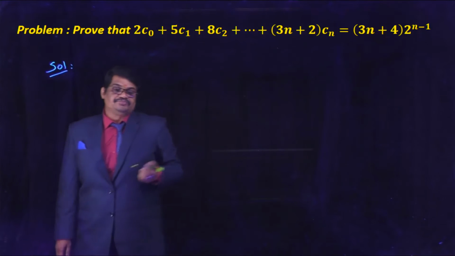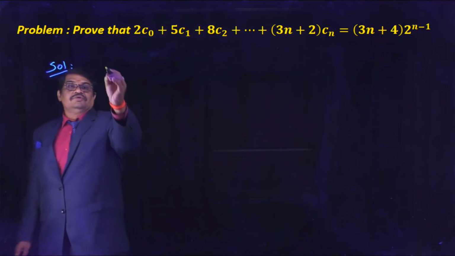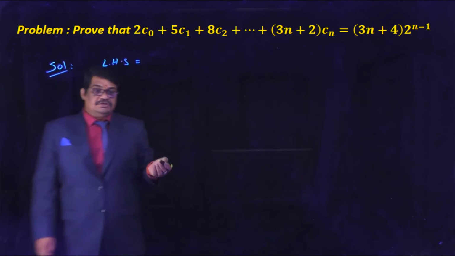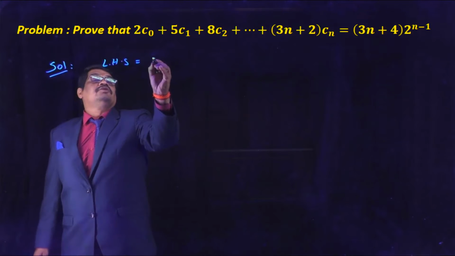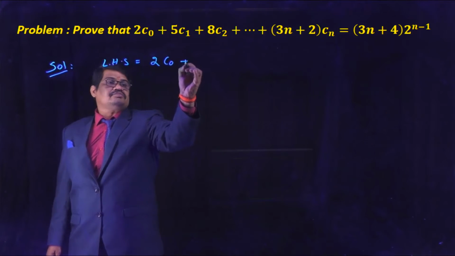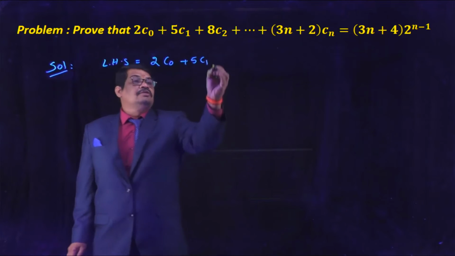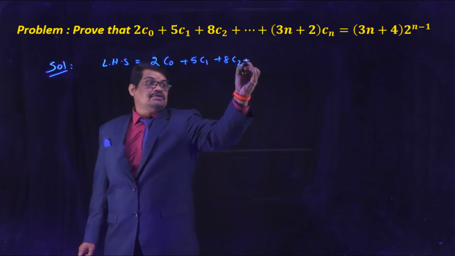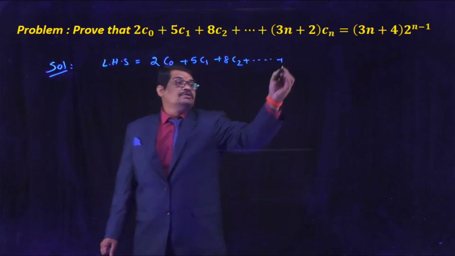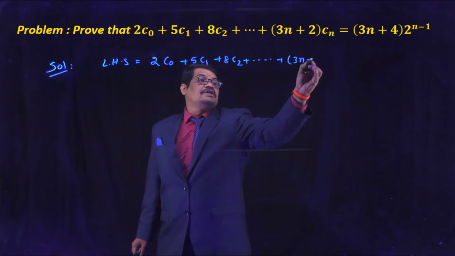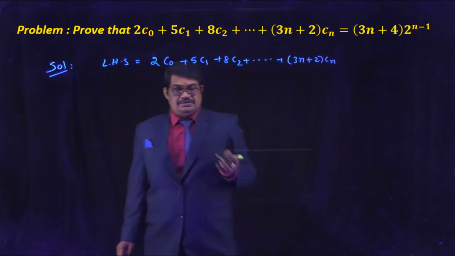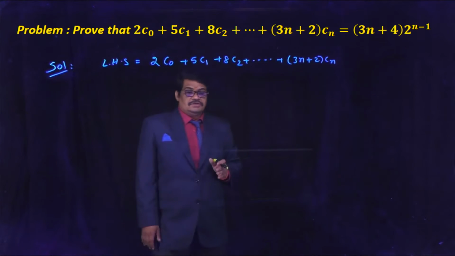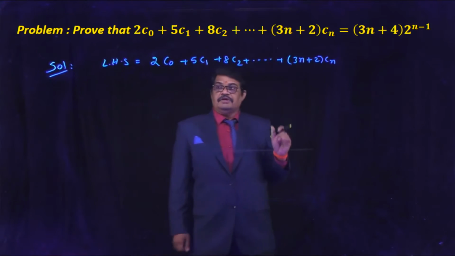We have taken the LHS of our proving result. What is the series given? 2 into C0 plus 5 into C1 plus 8 into C2 plus so on plus (3n plus 2) Cn. This is LHS. Now this value is (3n plus 4) into 2 to the power of n minus 1.